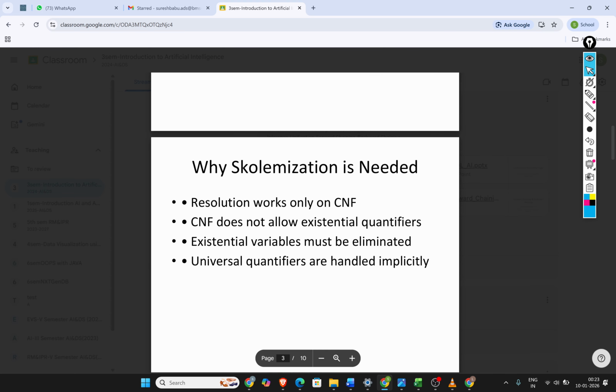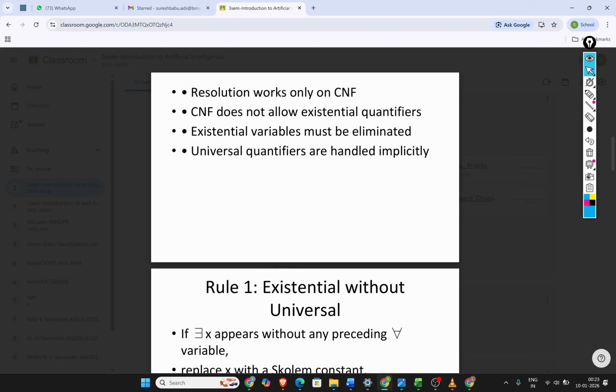Resolution works on CNF, and CNF does not allow any kind of existential quantifier. Existential quantifiers must be eliminated. Universal quantifiers are implicit, so if we have a universal quantifier, it is not a big deal. But an existential quantifier applies only to a specific few, so we have to remove the existential quantifier first.